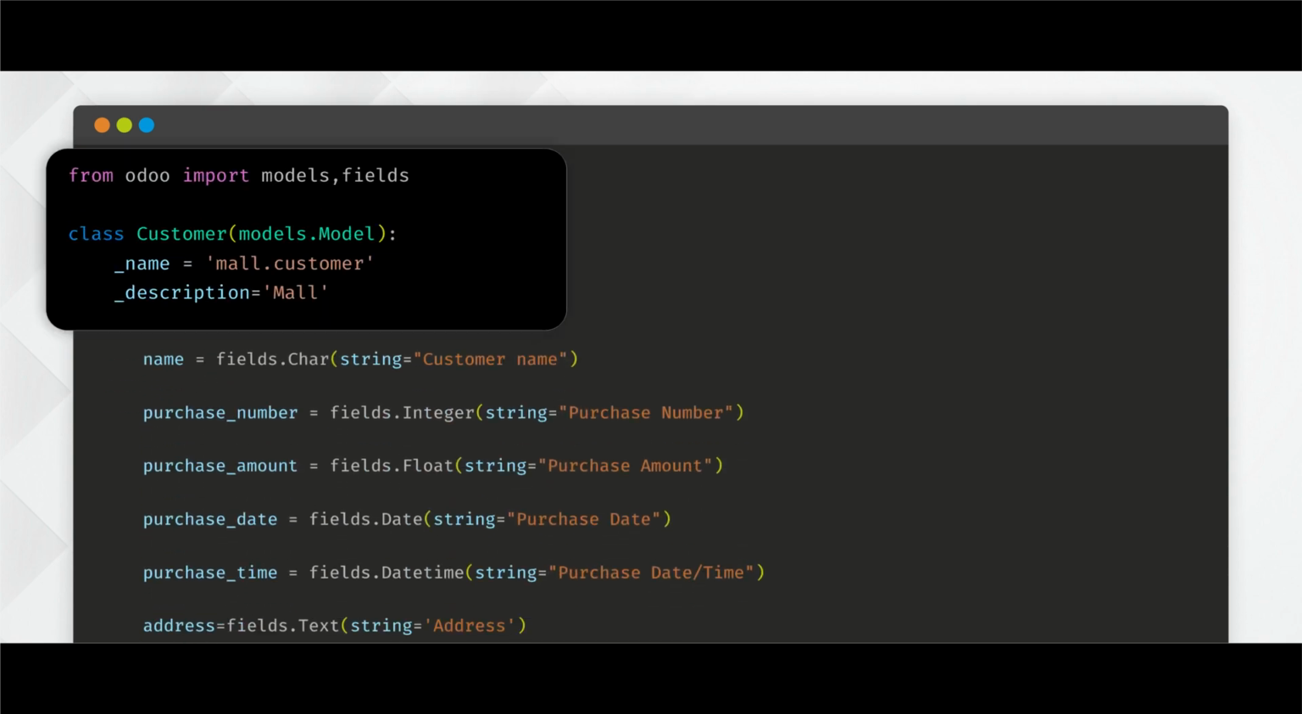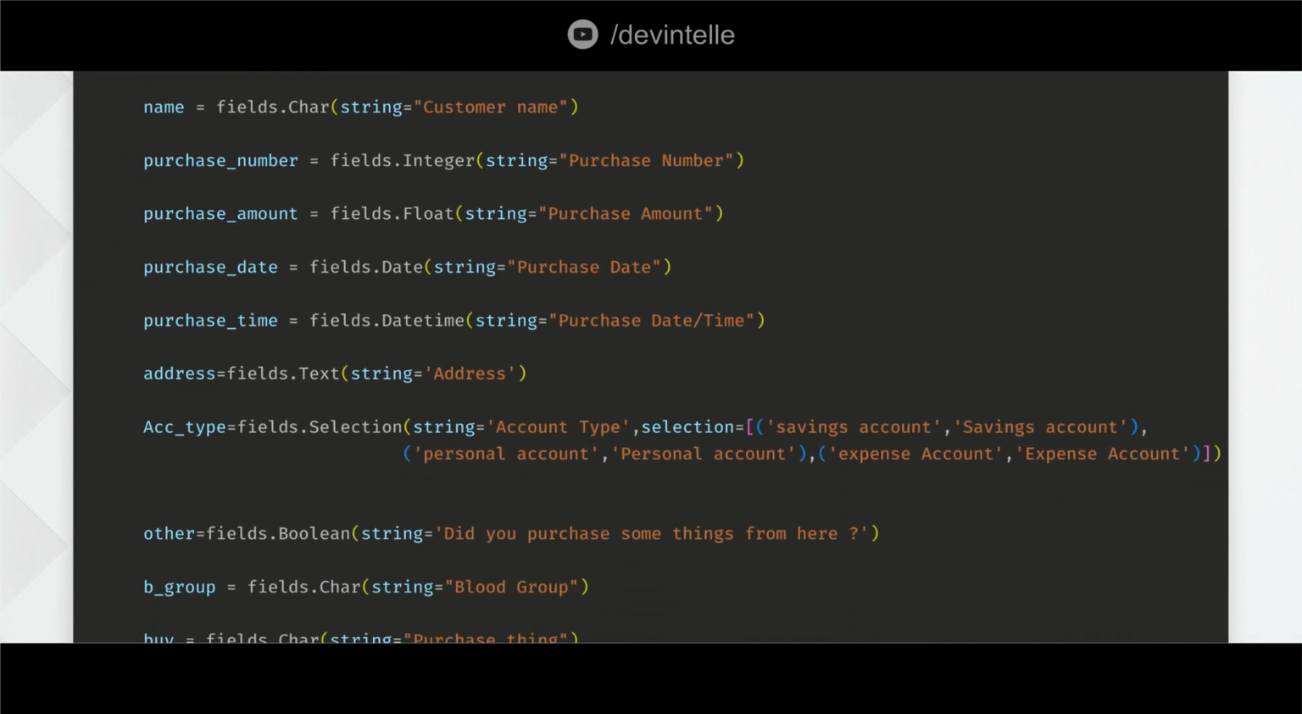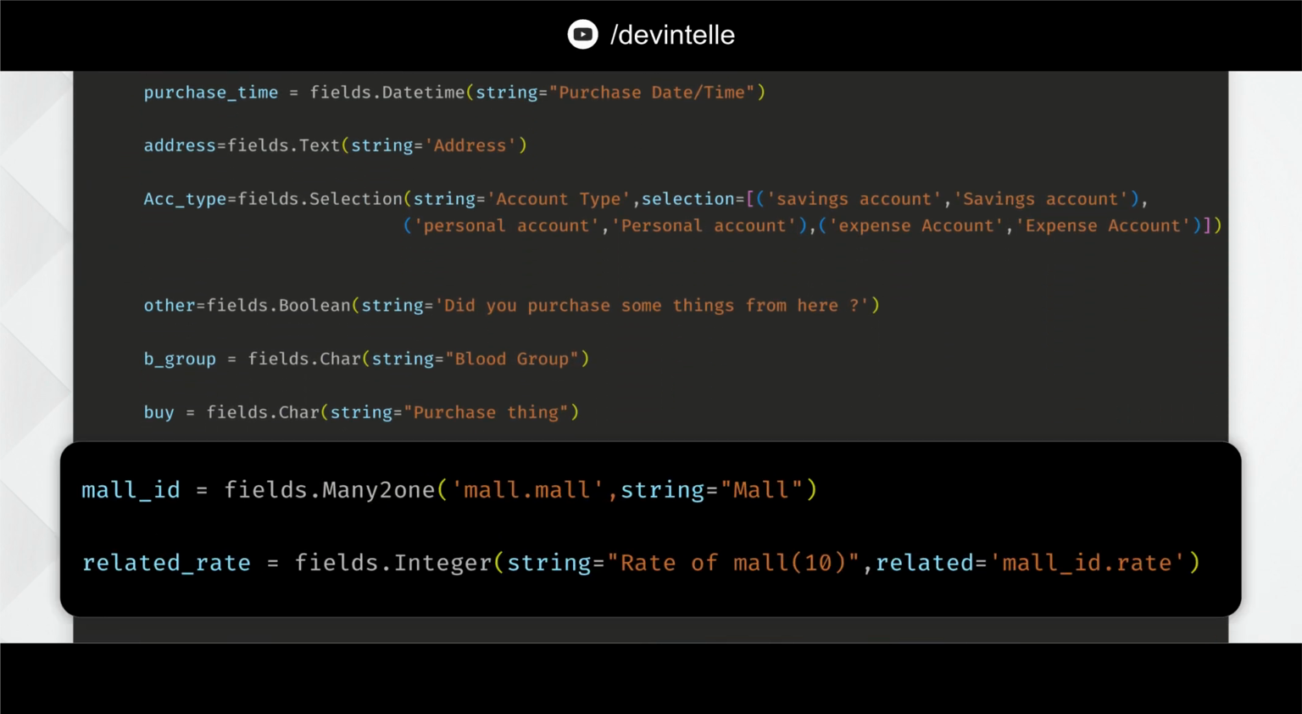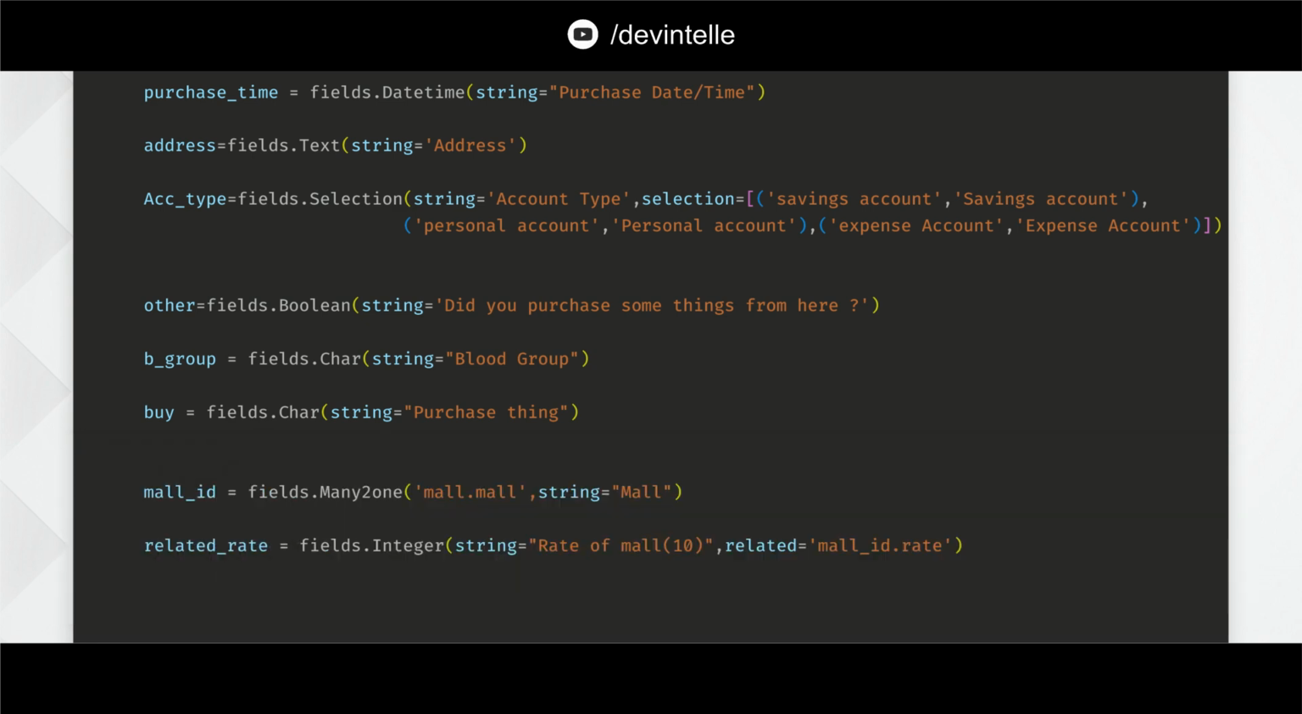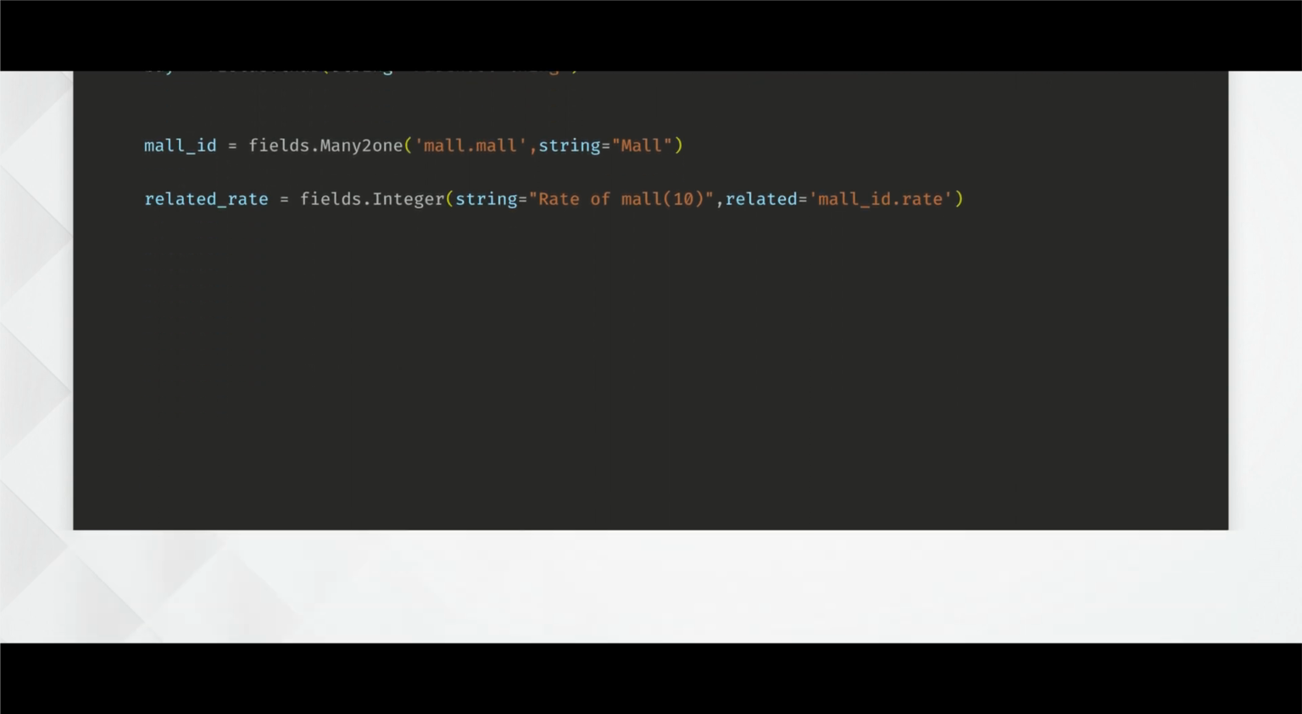Here in py side, my object mole.customer, first I create many-to-one field mole_id, that is a relation object with mole.mole, and then I create related field. I write the field type integer, then I give the string, and in the attribute related I write many-to-one field mole_id that I created here, and then I give dot rate field, because I want to access the rate field directly into this related rate field.